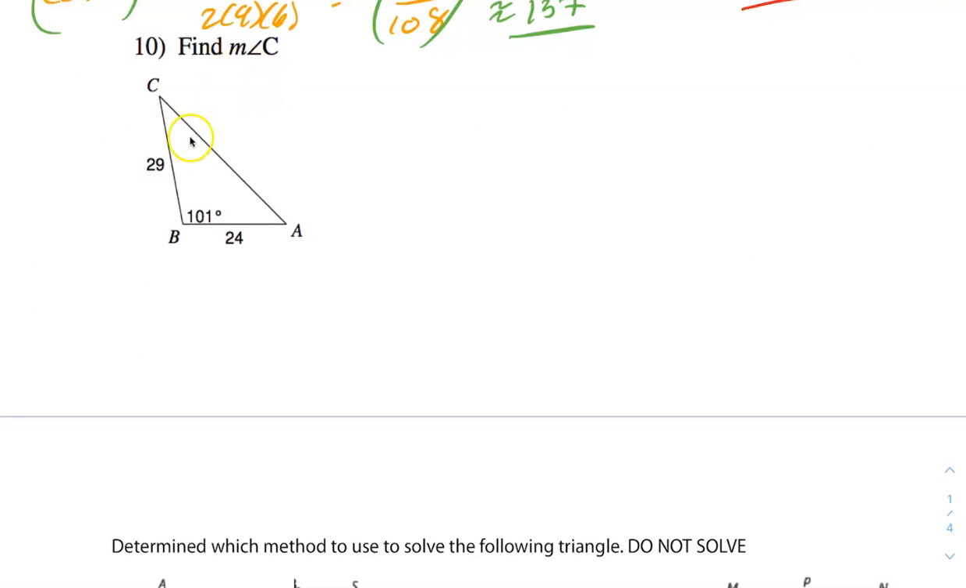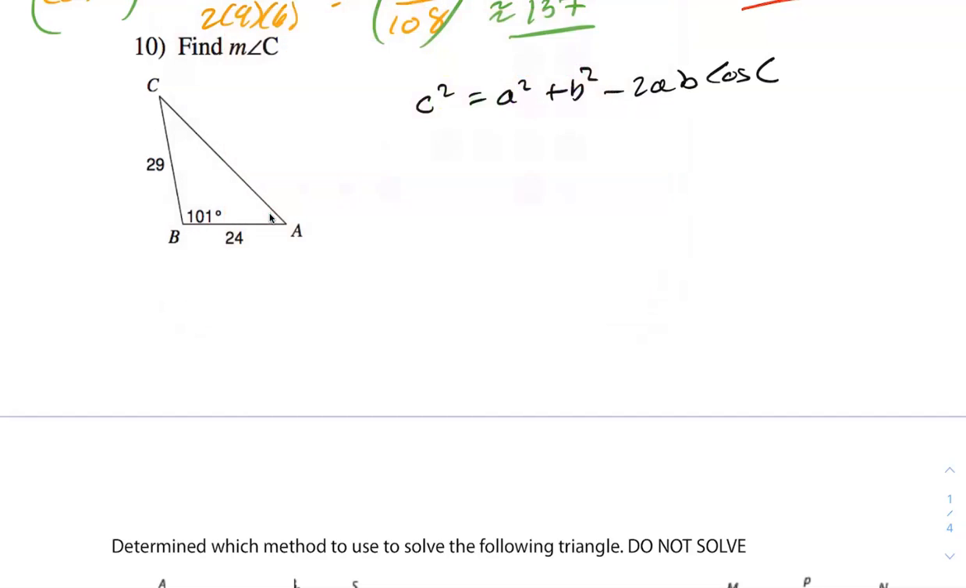This one, find measure of angle C. So we want to find this measurement. Now here's the thing. Look at what I have here. I have angle C, I have no pairs still. So I gotta do law of cosines. I'll write the formula down here. C squared equals A squared plus B squared minus 2AB cosine of C.